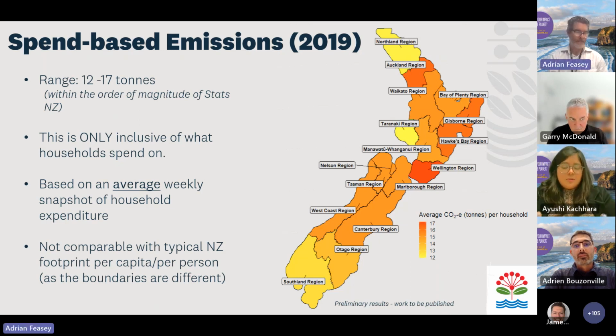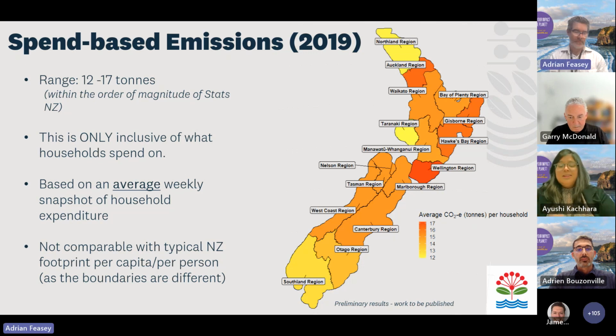What we've done is taken that approach to a national level at a preliminary level, using 2019 information on spend base for the entire country. We've tried to look at what a typical household looks like at a regional scale. Auckland and Wellington clearly stand out, and that just reflects higher spending in those regions.